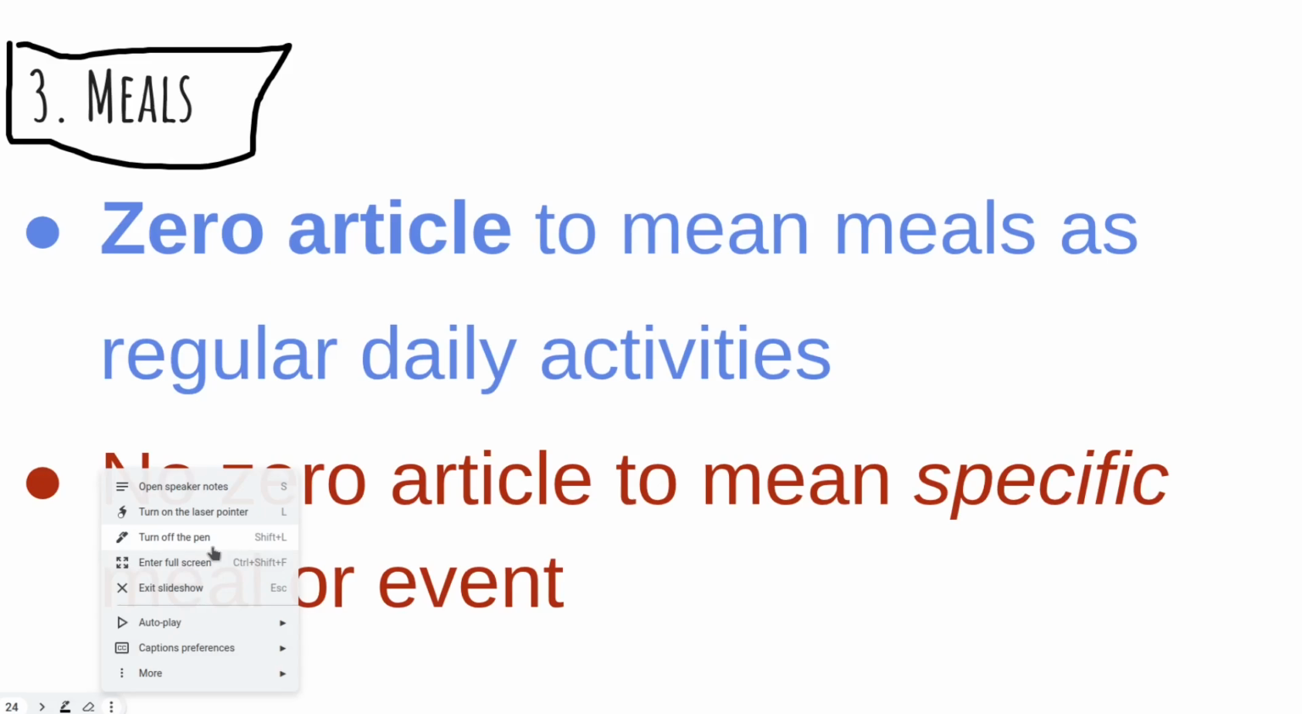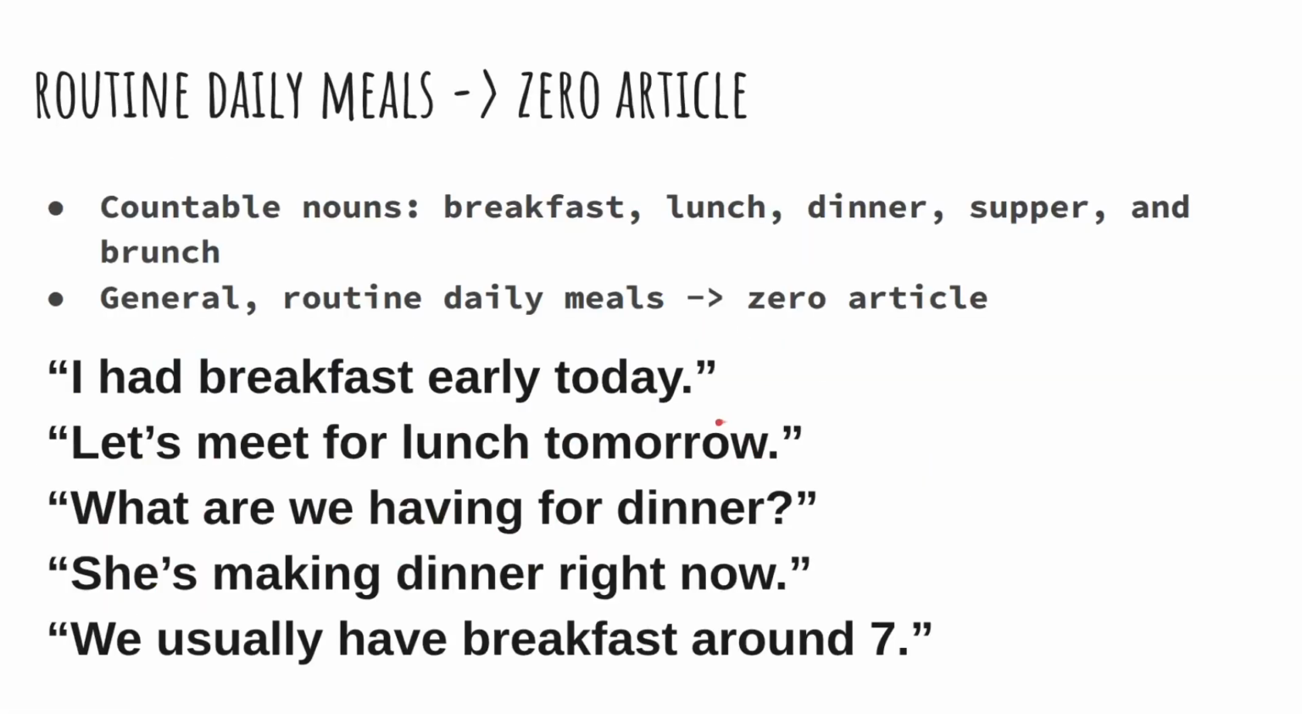In English, nouns like breakfast, lunch, dinner, supper, and brunch are technically singular countable nouns, but when they refer to general, routine daily meals, we use them without any article. That is, we use the zero article. This happens because, in these cases, the noun doesn't refer to a specific countable meal. Instead, it refers to the idea of the meal as a regular daily activity or time of day. Let's look at some examples.